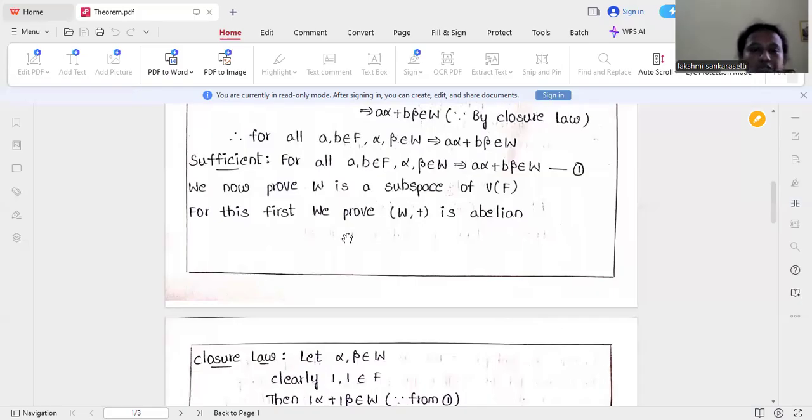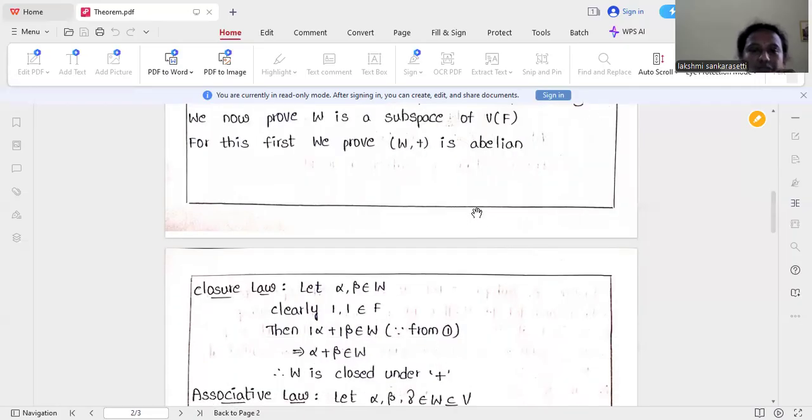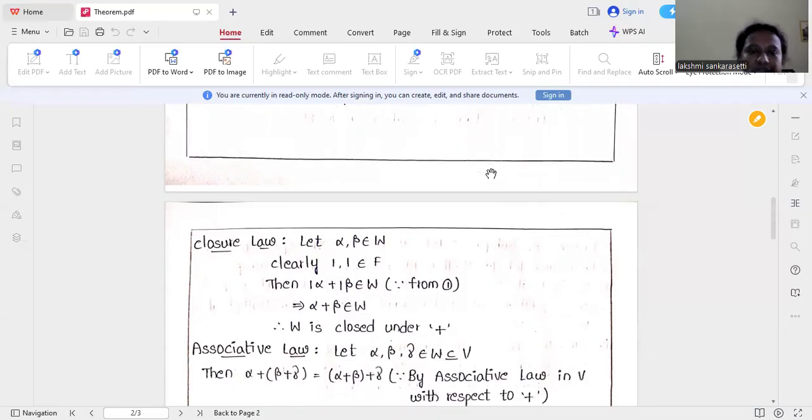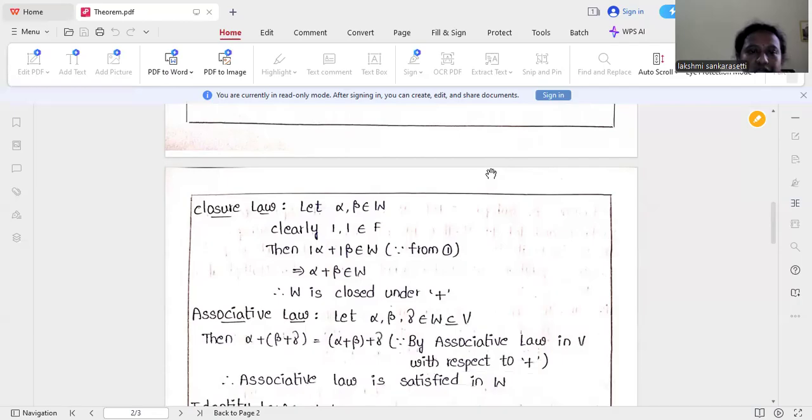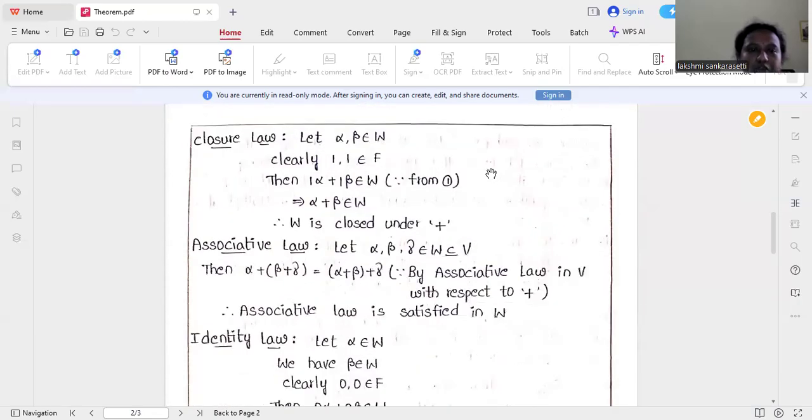For this, first we show that W, plus is abelian. In the definition of a vector space, the first step is to show that W, plus is abelian. To prove an abelian group, we have to prove 5 conditions. They are closure law, associative law, identity law, inverse, and commutative. Coming to the first law, closure law. The closure law definition says that for any two elements in W, the sum also belongs to W.